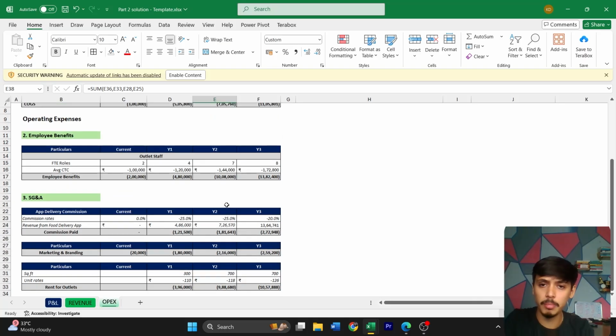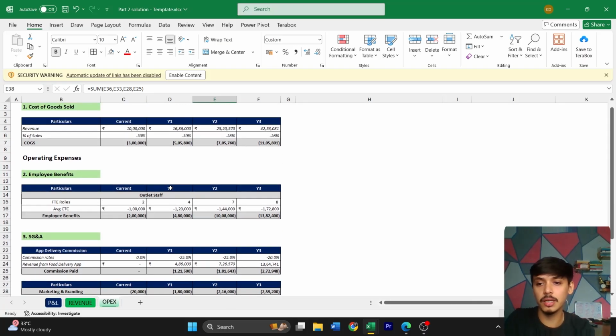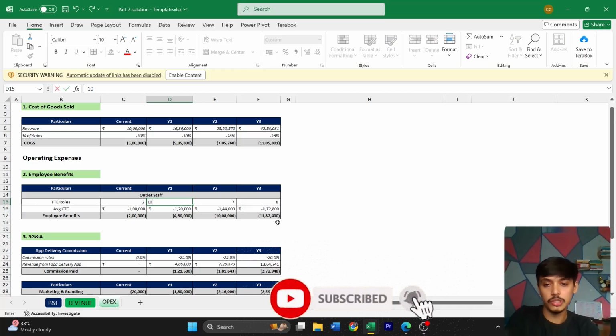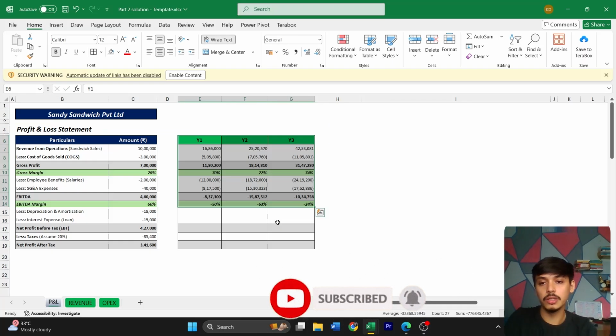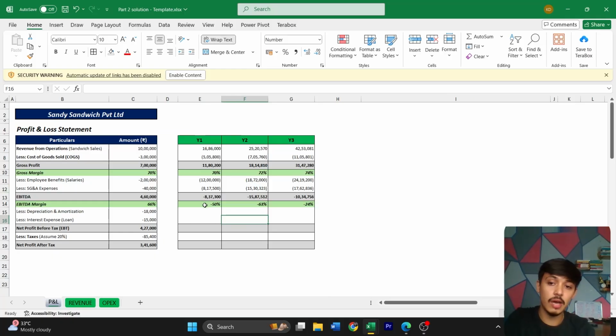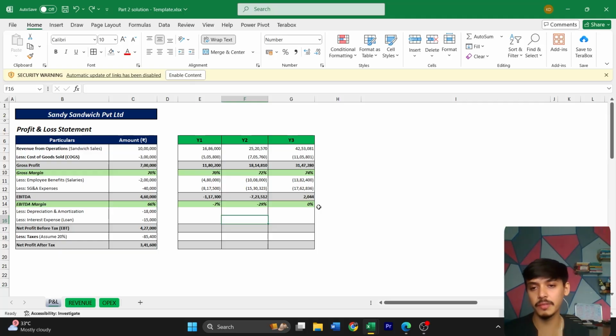So for example, if I increase the number of FT roles in year 2 to, let's assume, 10, the entire financial model changes. Now we are at negative 50% to negative 24%, which was not the case. So that is the thing. The entire model is dynamic. Any change in the assumptions will impact the forecasted P&L statement.